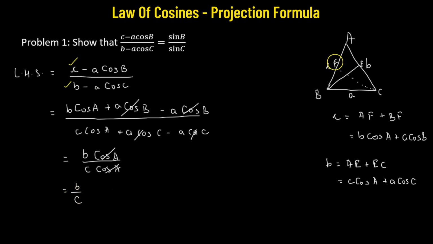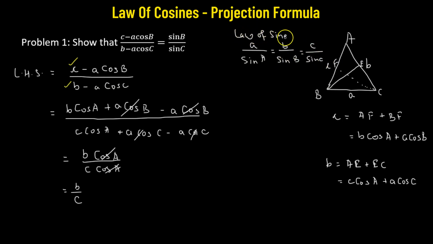The law of sines states that for this same triangle ABC, whose sides are given by the letters a, b and c in lowercase, we have a over sine A equals the ratio b over sine B equals c over sine C. So this is the law of sines.